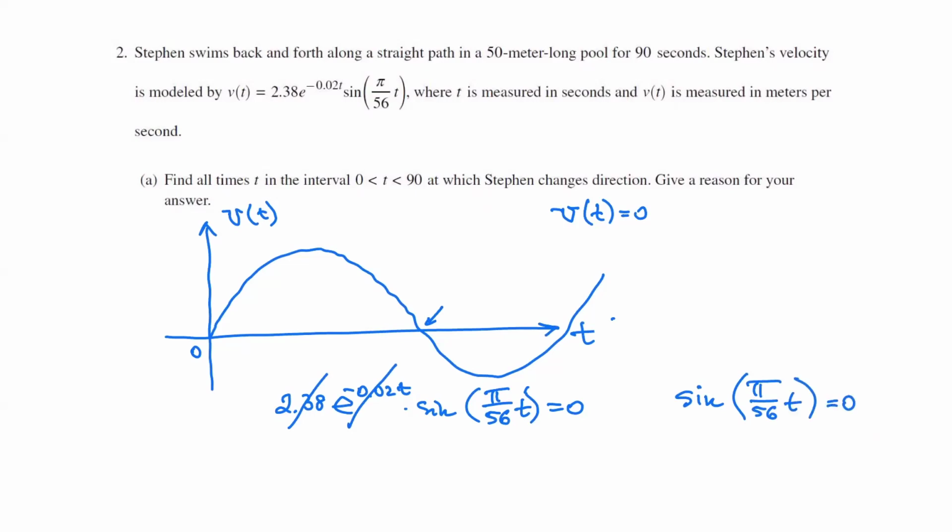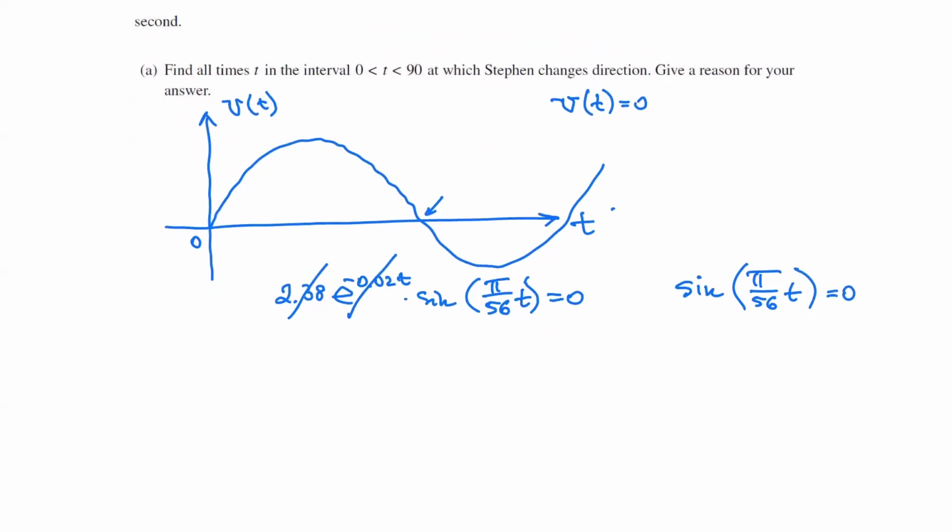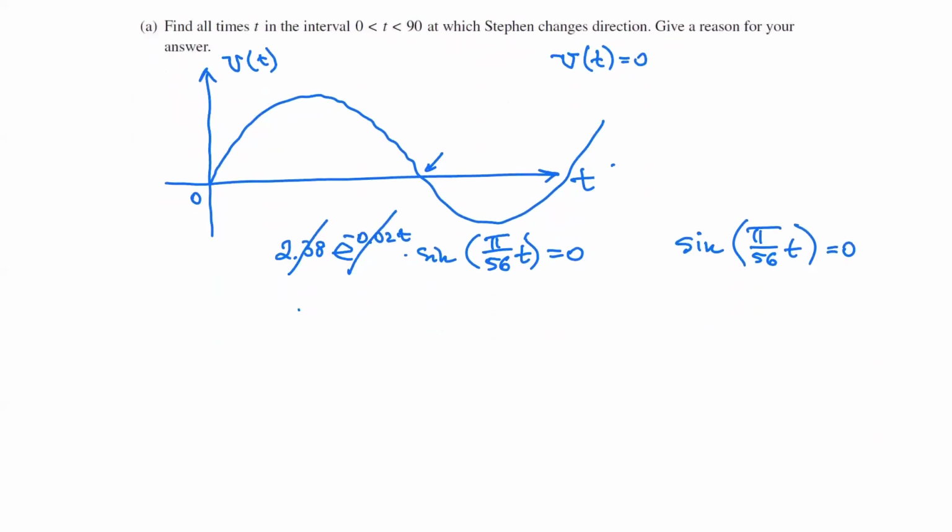And sine is equal to 0 when the argument, pi over 56 times t, is equal to k pi, where k is some integer. So let's solve for t here. Canceling pi and multiplying by 56, we get that t is equal to 56 times k.